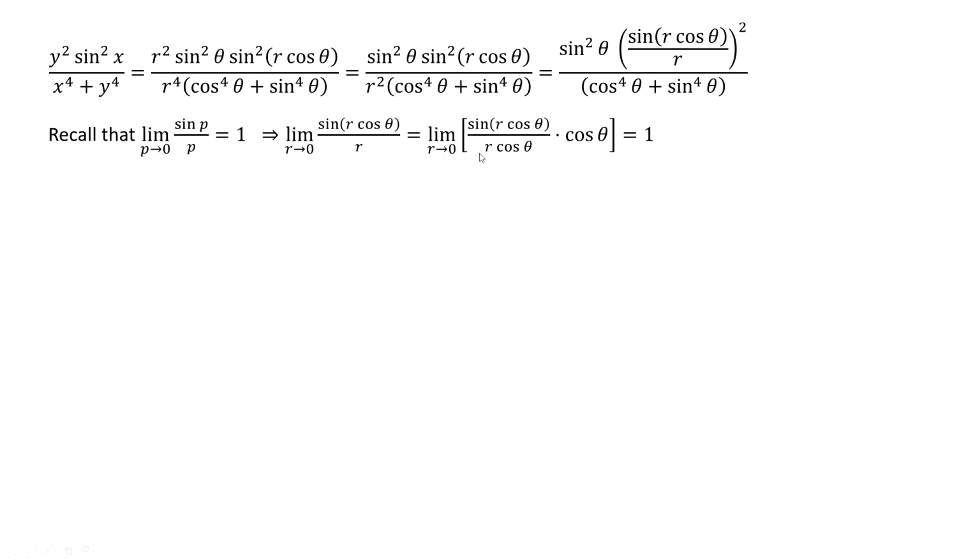Well, if r approaches 0, does r cosine theta also approach 0? Provided theta can be anything, for all values of theta, yes. So evaluating this limit is like saying the limit as alpha approaches 0 of sine alpha over alpha, or maybe I should have said p. Sine p over p, that's it, is 1. And cosine of theta is not equal to 1.